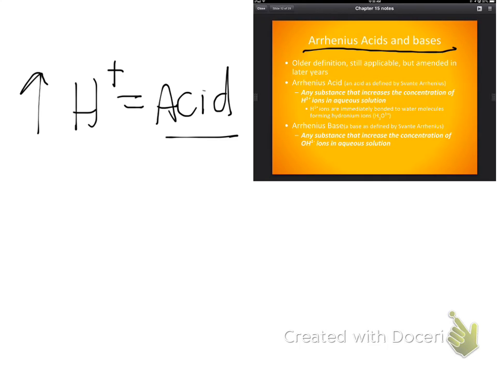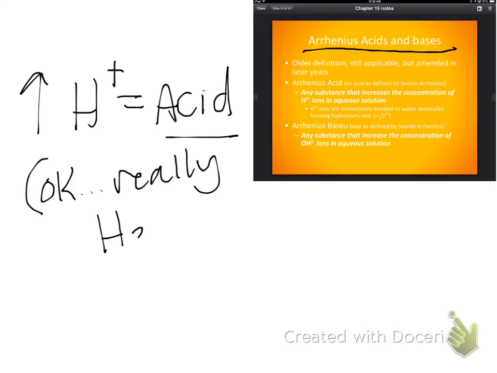Okay? So if you have a substance and you put it into an aqueous solution and suddenly you generate a bunch of hydrogen ions, except of course we know that they're not really hydrogen ions. What do they really form the minute they get into an aqueous solution? Really what? H3O+, hydronium. So not really hydrogen, really hydronium.